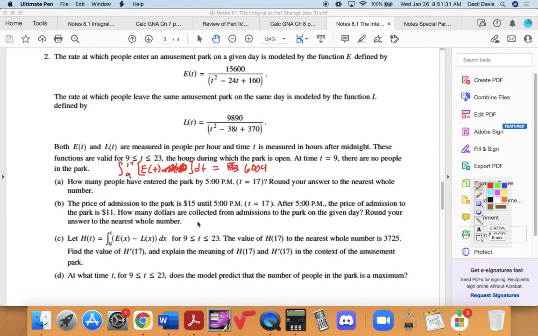So that's going to be 15 times, well, we already know how many people have come in, right? At that point. So times 6,004. Plus, we're going to get $11 times the number of people who've come in between times 17 and 23.